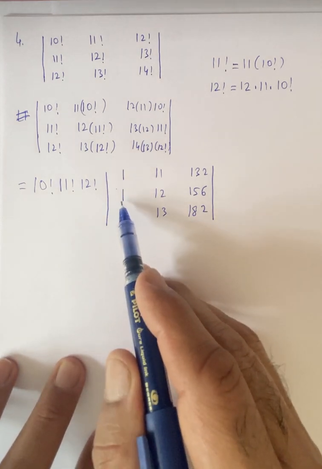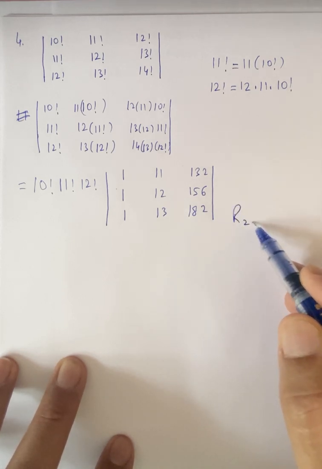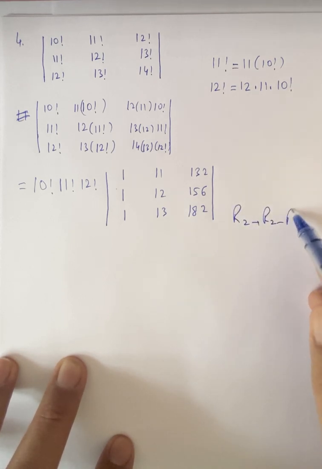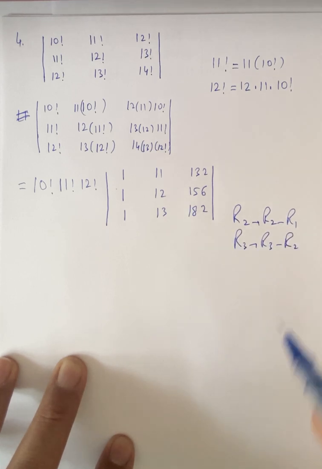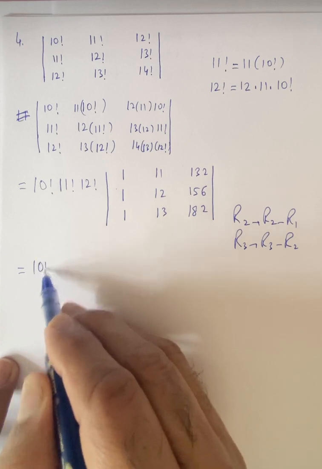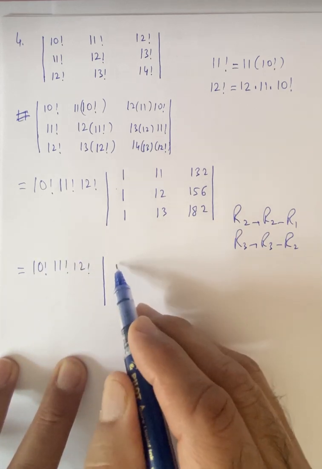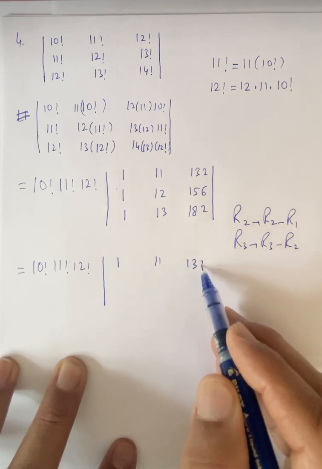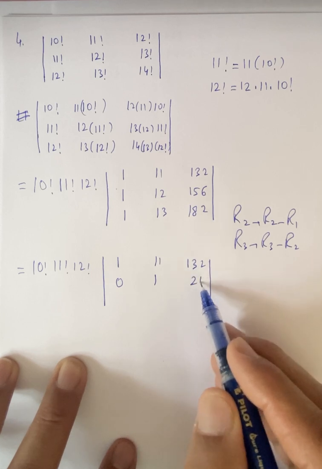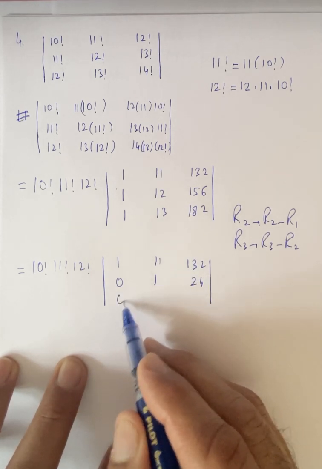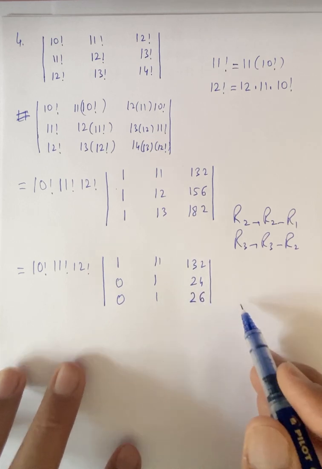Now we have ones. Subtracting ones we can get zeros. So for that, change R2 to R2 minus R1 and R3 to R3 minus R2. This is 10 factorial into 11 factorial into 12 factorial. Elements of the first row as they are. This is 0, 1, and this is 24. This is 0, 1, and this is 26.